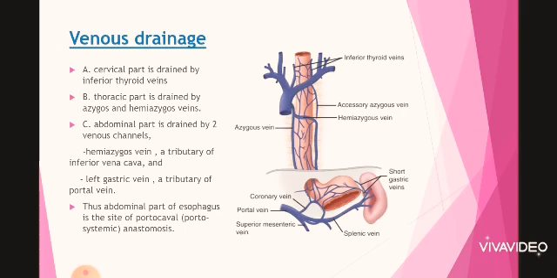Thus, abdominal part of esophagus is the site of portocaval or portosystemic anastomosis.